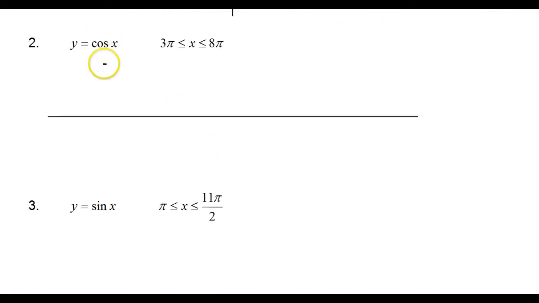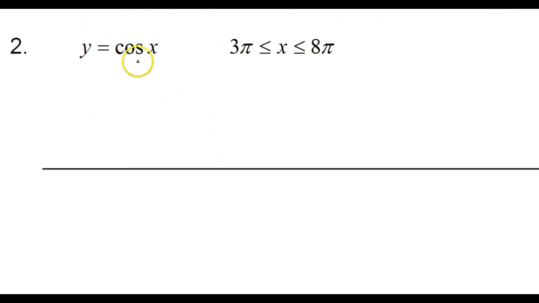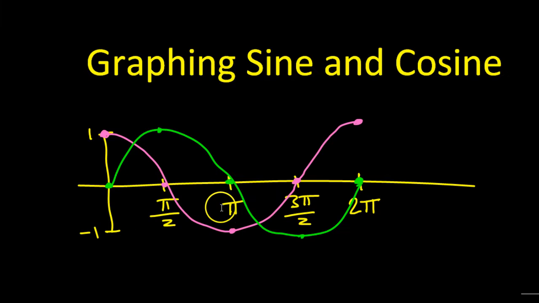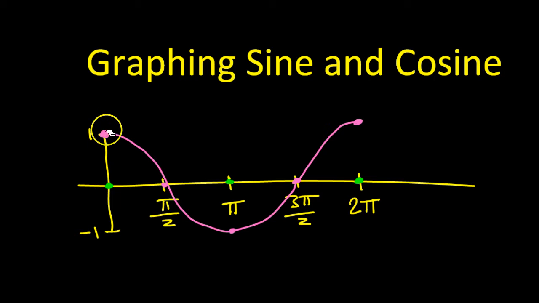Alright, the cosine function. We're supposed to graph the cosine function from 3 pi to 8 pi. Remember when we graphed the cosine function a moment ago? It's the pink one. Notice how the cosine function starts off high. Now, where is it at multiples of pi? At 1 pi it's low. At 2 pi it's high. What do you think it'll be doing at 3 pi? It'll be low again.